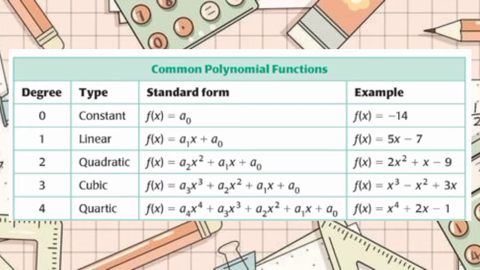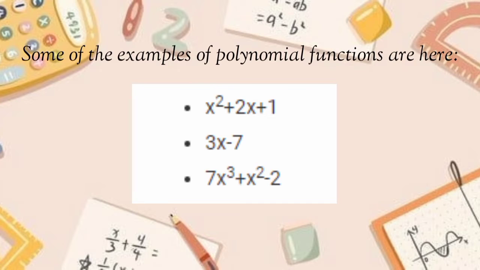The type of polynomial function is cubic if the degree is 3. For example, f(x) is equal to x cubed minus x squared minus 3x. And last, the quartic. The degree of quartic is 4. For example, f(x) equals x raised to the 4th power plus 2x minus 1. Some of the examples of polynomial functions are here. x squared plus 2x plus 1, 3x minus 7, 7x cubed plus x squared minus 2.